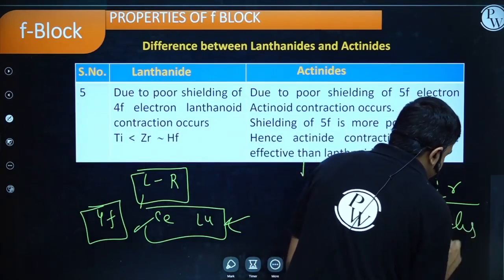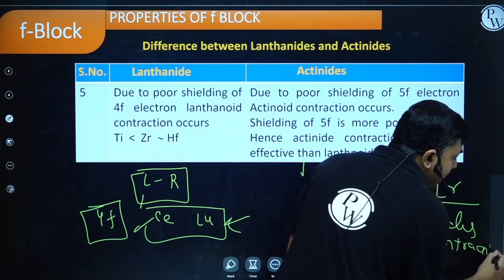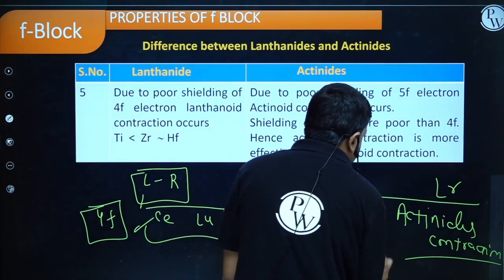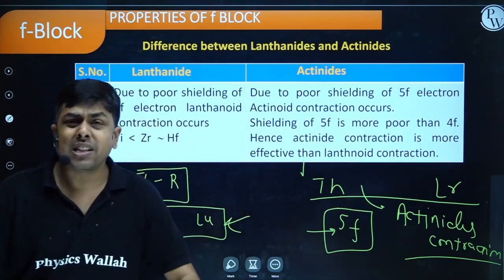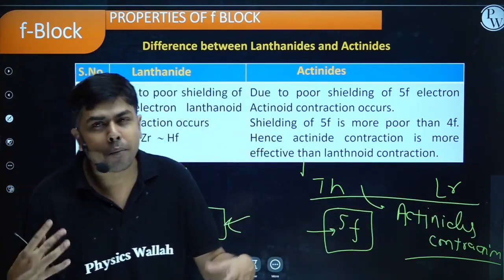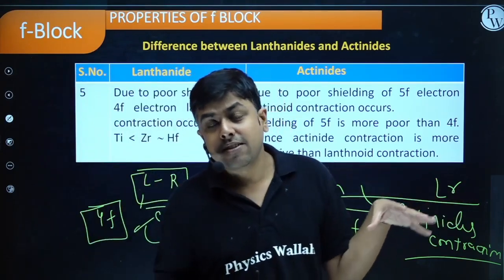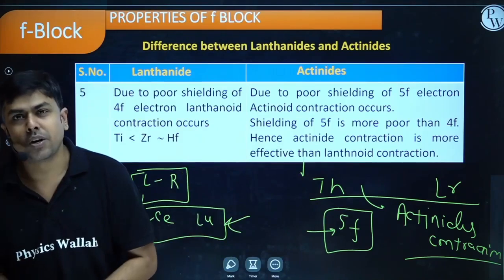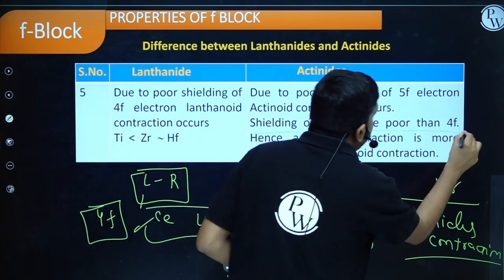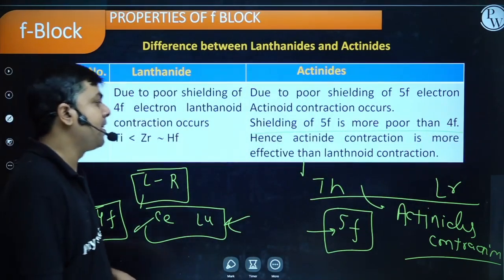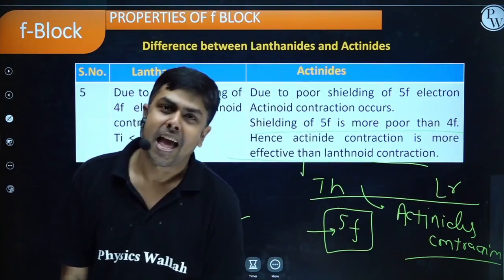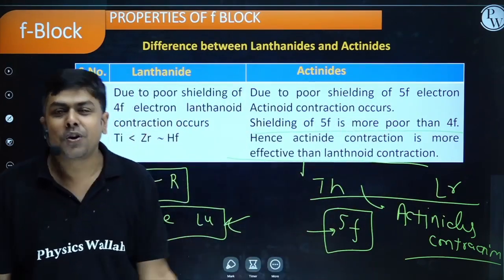Why is this actinide contraction occurring? It's mainly because of the poor shielding of 5f. If poor shielding of 5f is there, obviously Z effective will be more. Size will contract. Now, which one is the more dominant effect, sir? Lanthanide contraction or actinide contraction? Students, the more dominant effect is actinide contraction. Shielding of 5f is more poor as compared to the shielding of 4f. Hence, actinide contraction is more effective than lanthanide contraction. Am I clear? I hope you understood all these things.